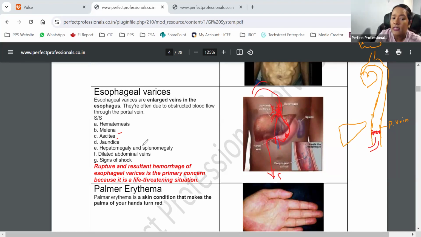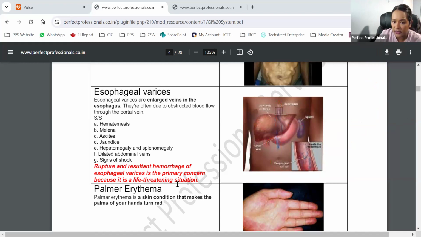Then there will be jaundice, hepatomegaly and splenomegaly. Hepatomegaly is an enlargement of the liver, and splenomegaly is an enlargement of the spleen. Dilated abdominal veins will be there, and signs and symptoms of shock will be there. Signs and symptoms of shock are very common when rupture happens. Rupture and resultant hemorrhage of the esophageal varices is the primary concern because it is a life-threatening situation. Okay? We are going to see the esophageal varices in detail in upcoming slides.